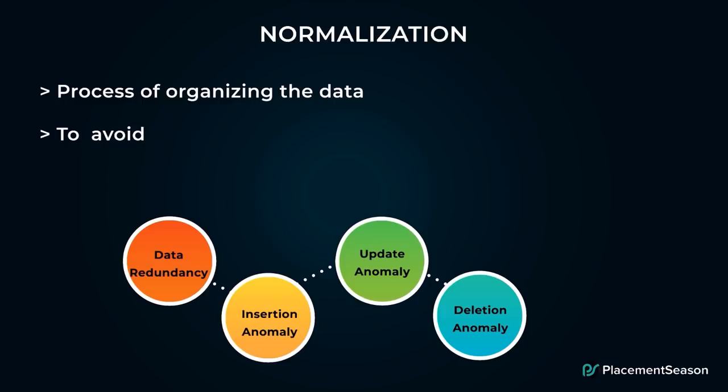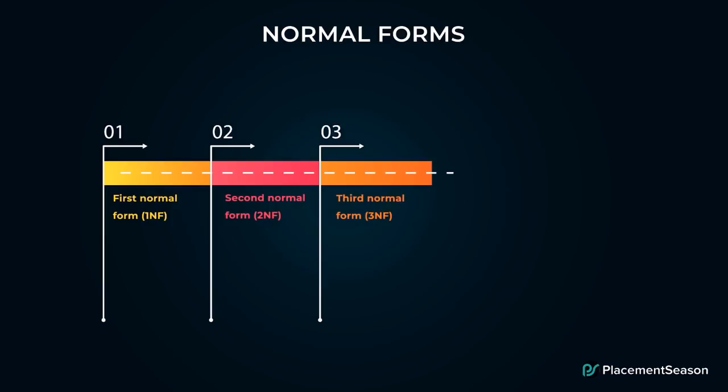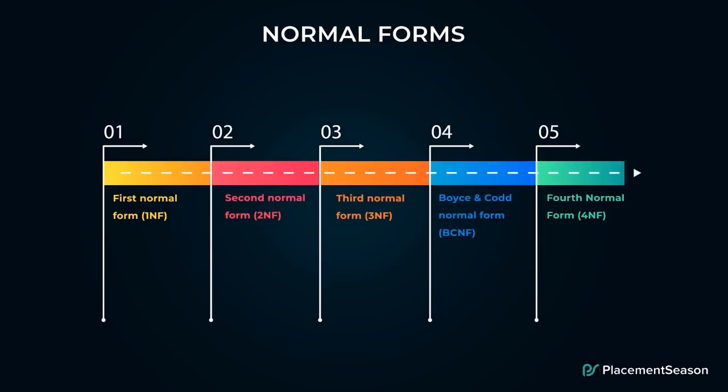So we have many types of normal forms. The most common forms are first normal form, second normal form, third normal form, Boyce and Codd normal form, which we can also call 3.5 normal form, and fourth normal form, fifth normal form, and so on. Today we are going to discuss the first three normal forms.